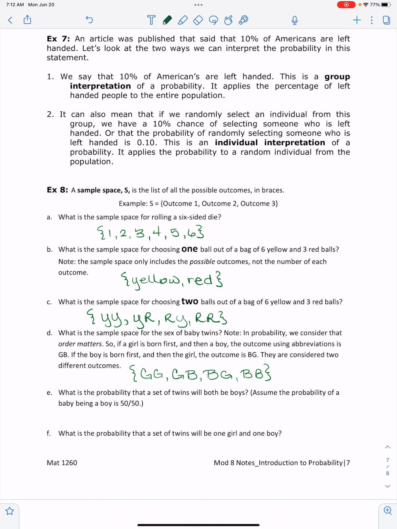What is the probability that a set of twins will both be boys? So here's our probability notation. Probability of 2 boys is 1 out of the 4 different possibilities we have.